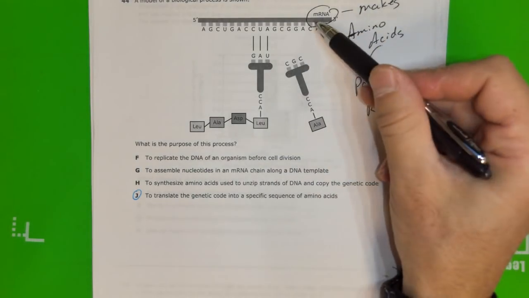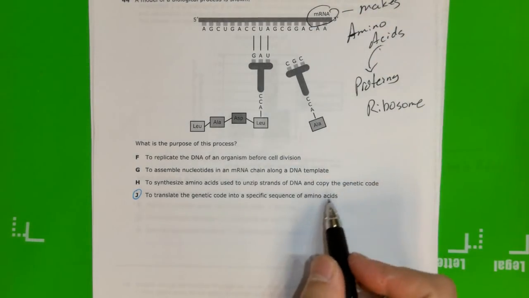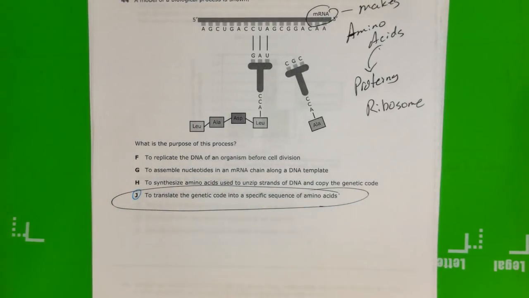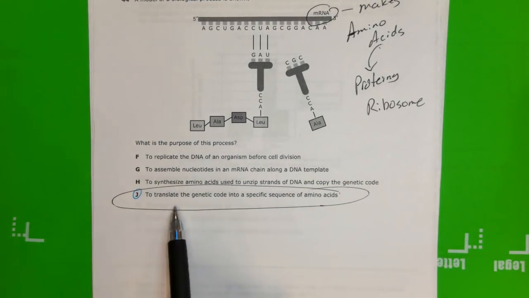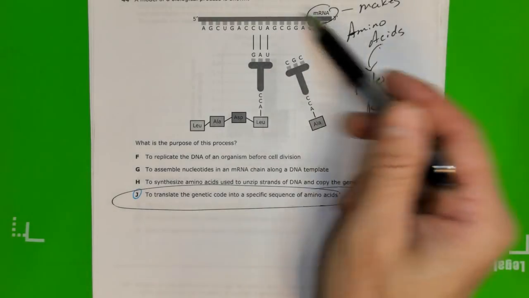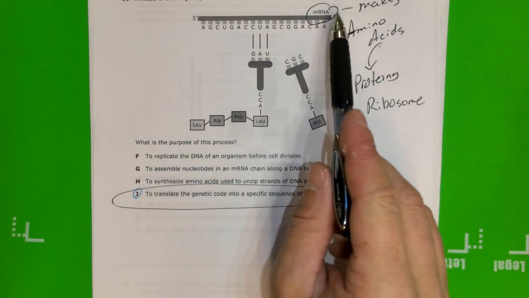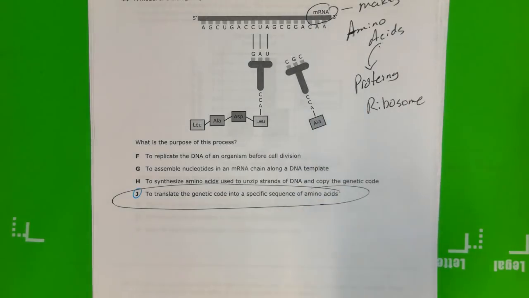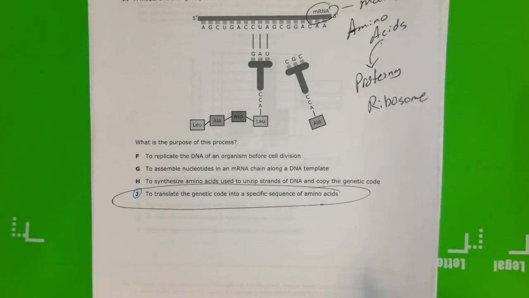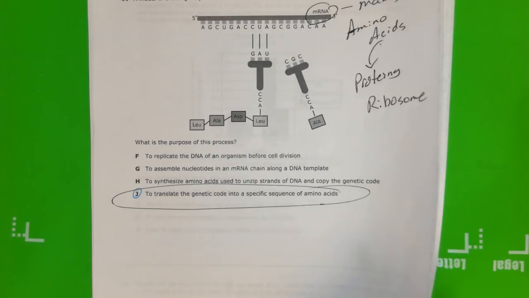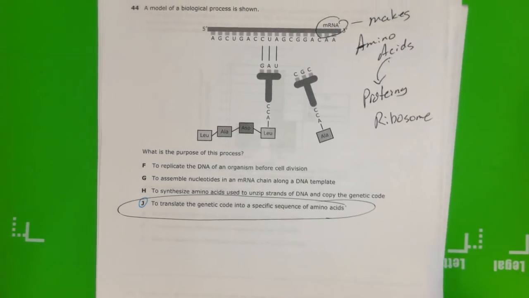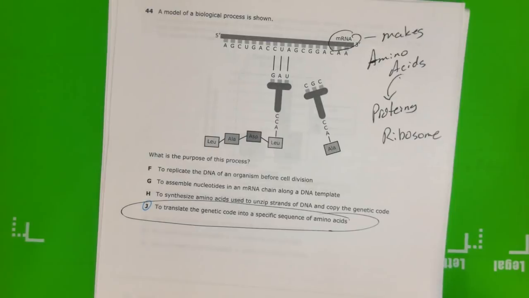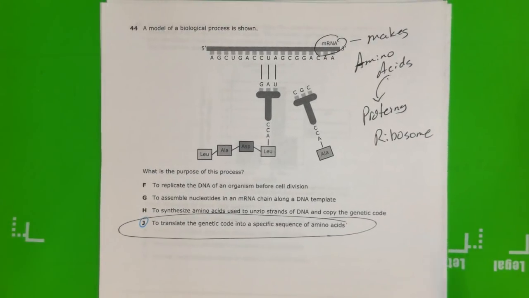Well, if we know that mRNA makes amino acids, look at our answer right here. Through the process of translation, it's going to convert the genetic code, which comes from our DNA. It's transcribed into mRNA, and then that mRNA takes the information to the ribosome, translates it into amino acids, which eventually make a bunch of proteins.